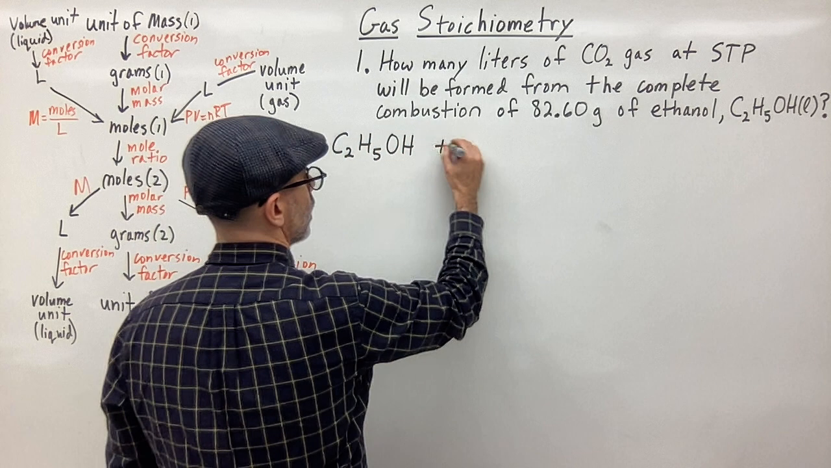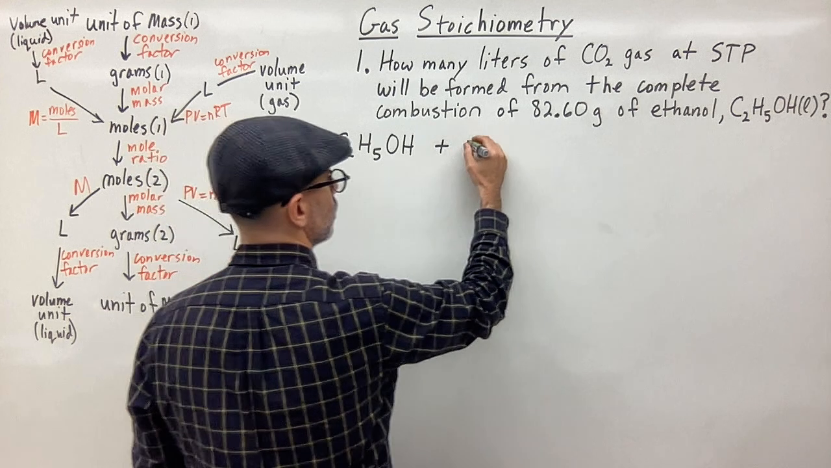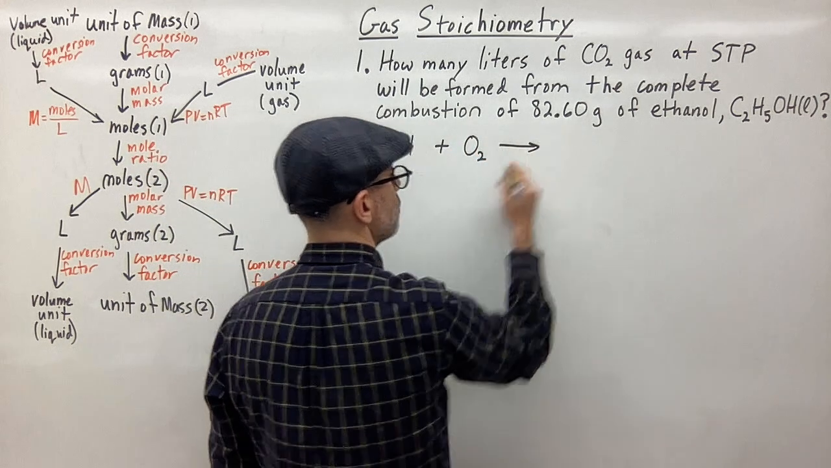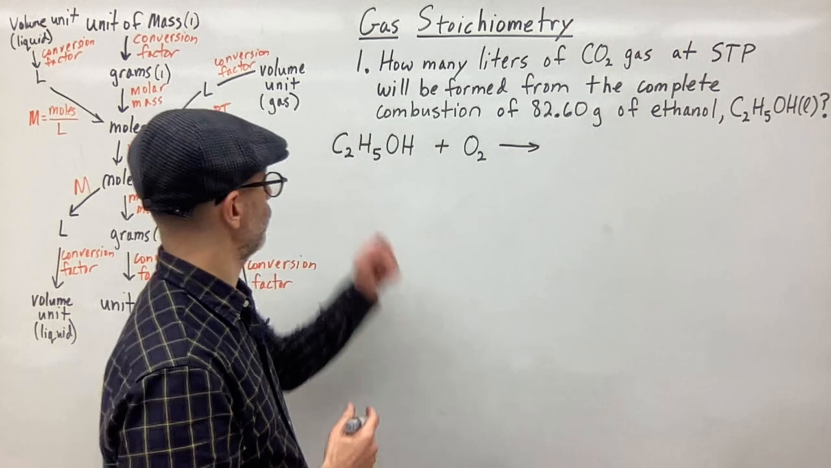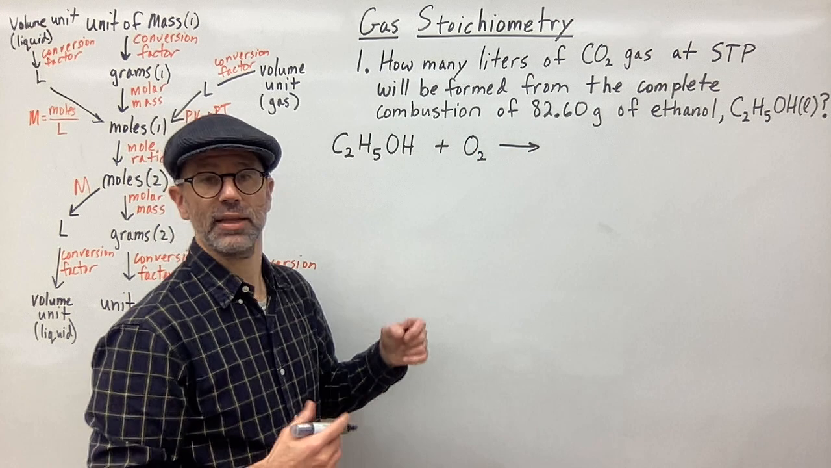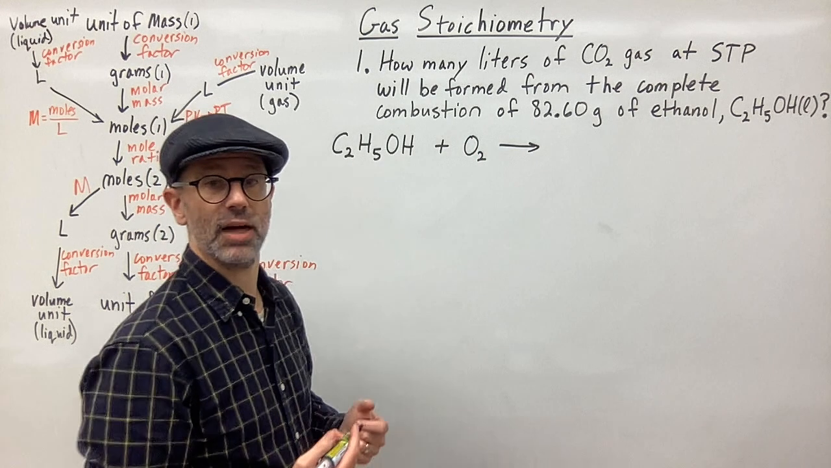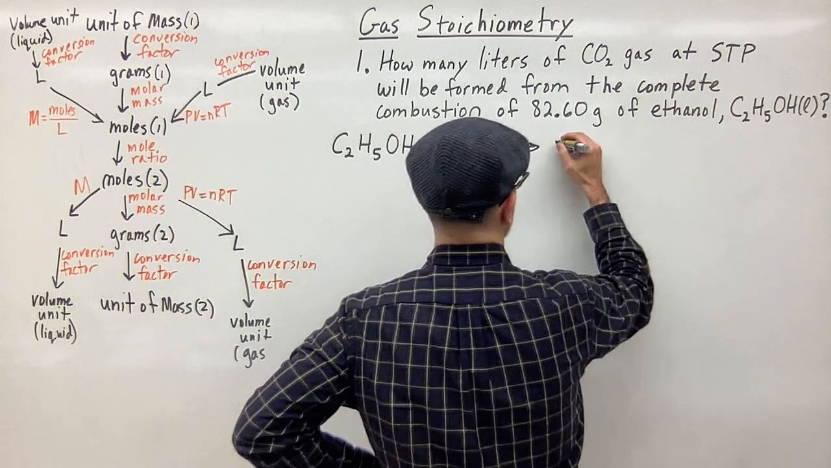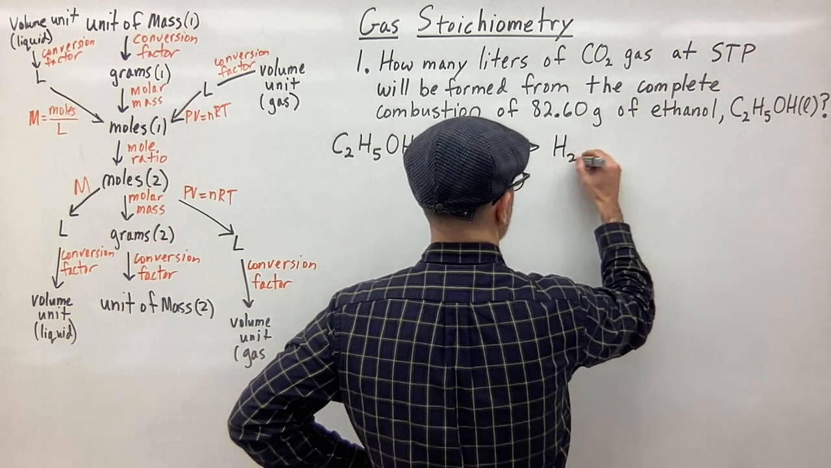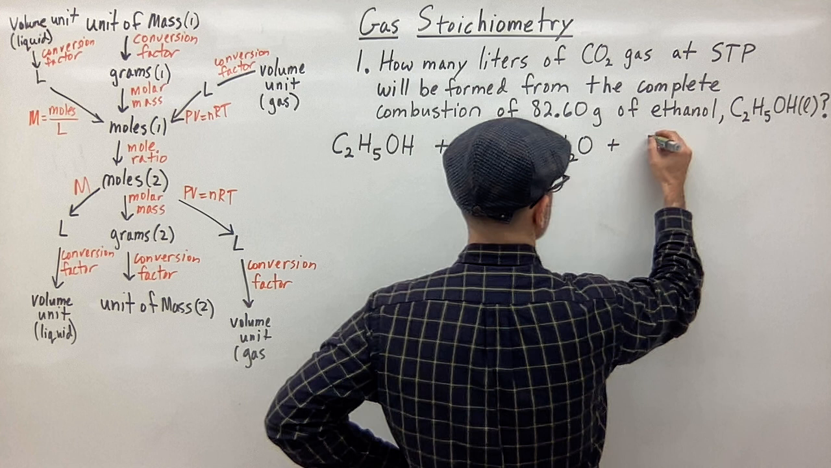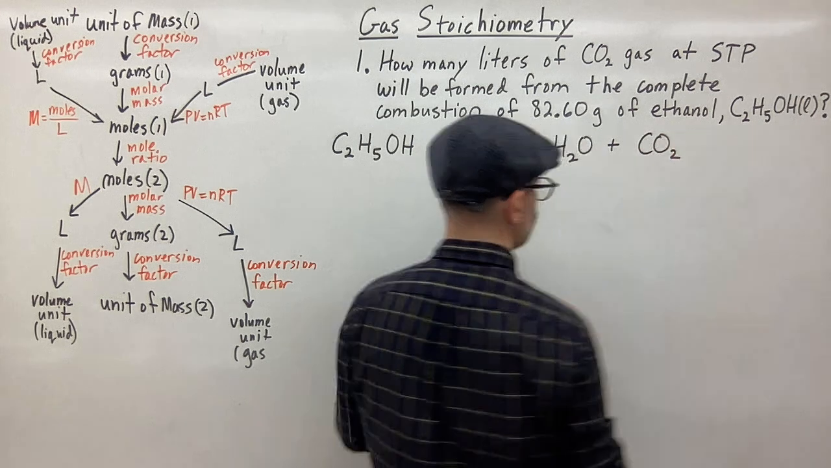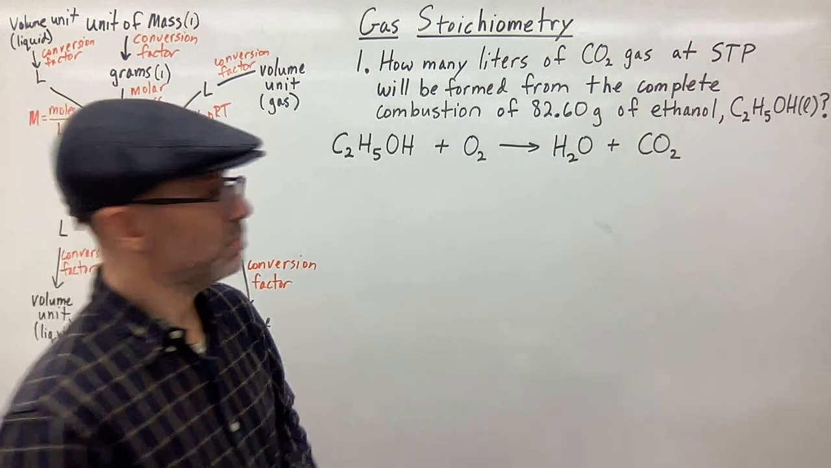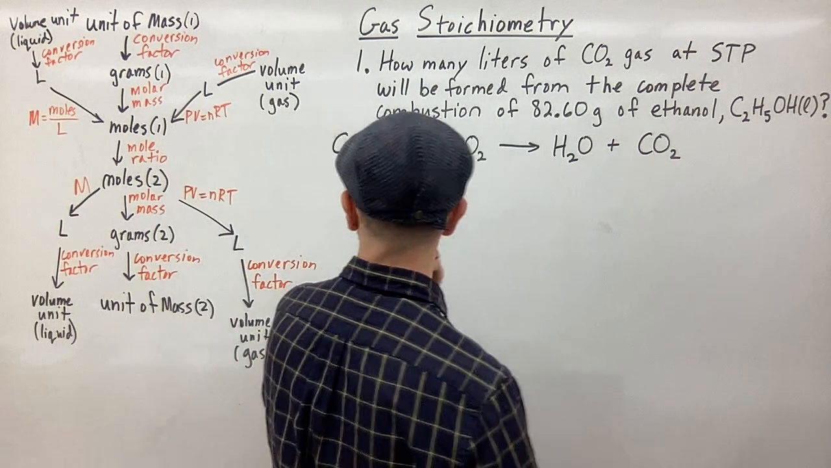And then combustion, right? That's going to mean it's going to react with oxygen, and if it's complete combustion and we've got carbon, hydrogen, oxygen, then the only two products are going to be carbon dioxide and water. So we got water plus CO2. So there's our equation.